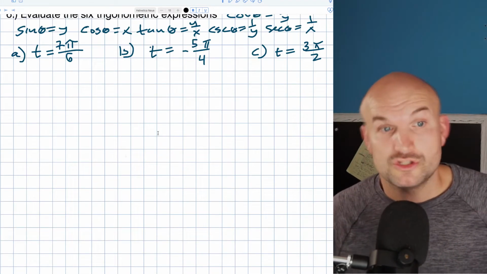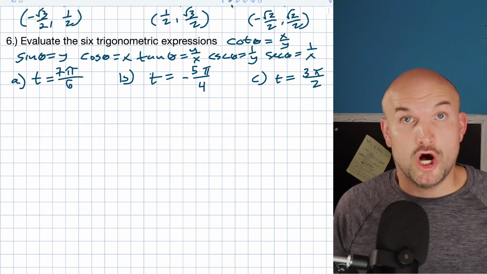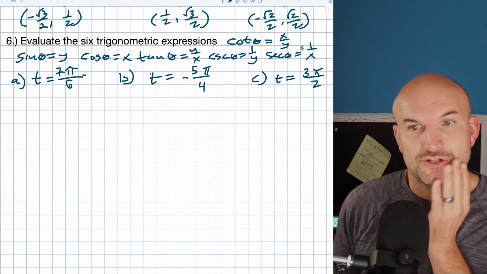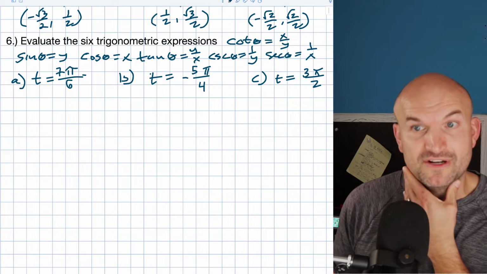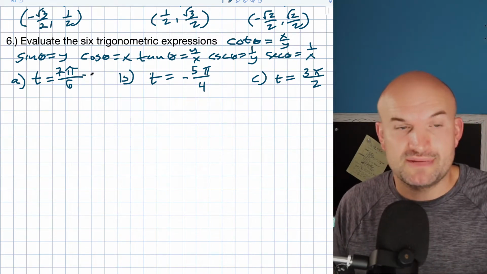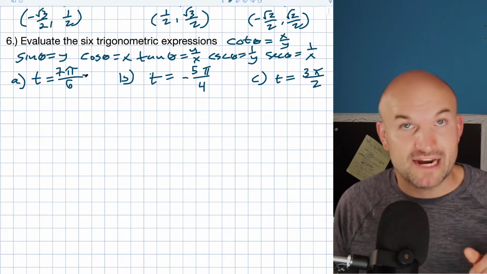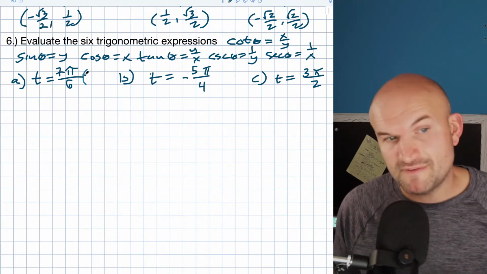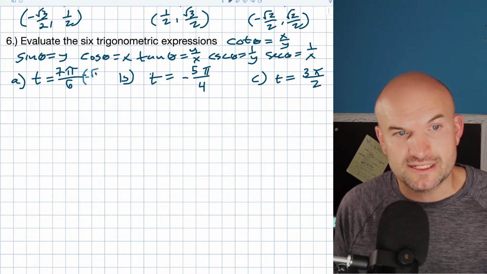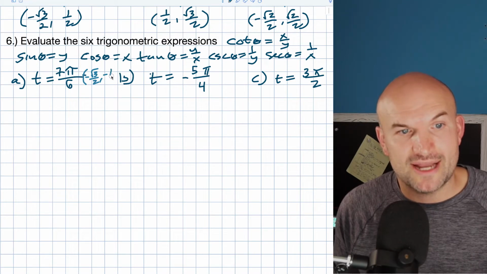Okay, so let's go ahead and evaluate all 6 of these. The main thing we want to do for each of these points before we evaluate is figure out the coordinate point. So hopefully you recognize 7 pi over 6. That is going to be in the third quadrant, so everything's going to be negative, and it has a reference angle of pi over 6. So if I go into the unit circle, I can see that this coordinate point is going to be negative square root of 3 over 2, comma, negative 1/2.